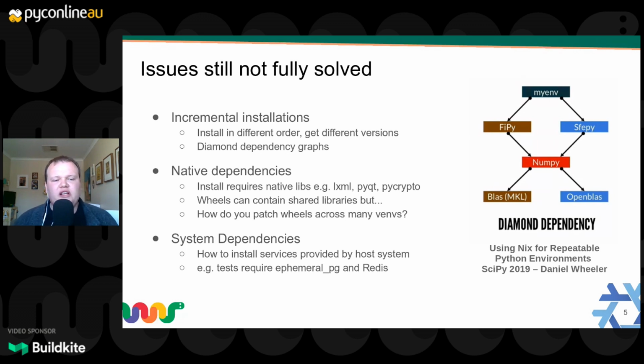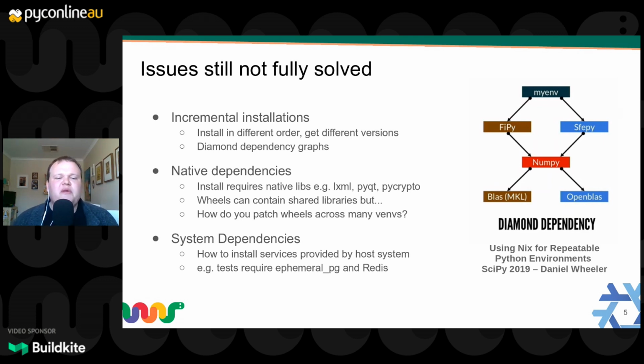We've solved it a little bit with wheels because they can contain shared libraries that get packaged up along with the wheel. But how do you patch wheels across many virtualenvs? If there's a problem in one of your shared libraries, do you have to go and patch every single one? It would be good if there was a way that we could update that once and have all those projects benefit from that update.